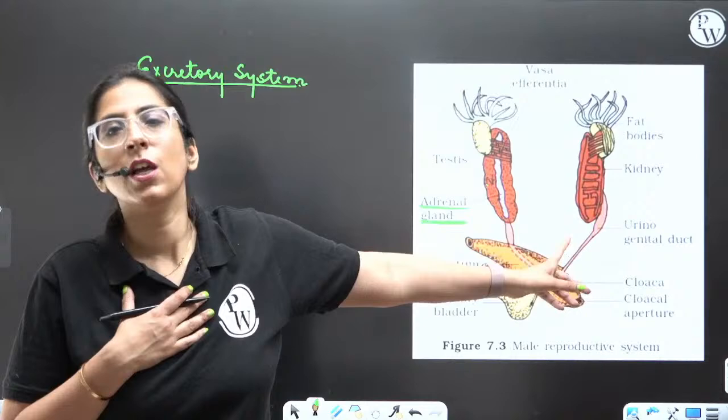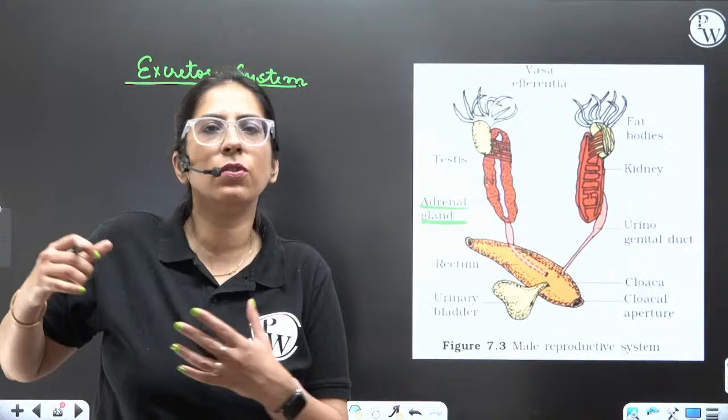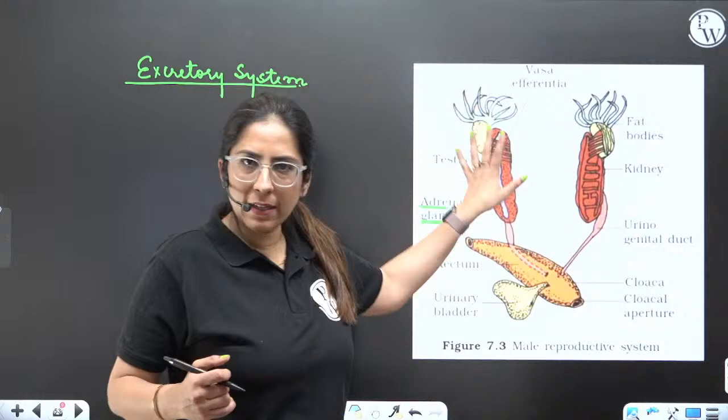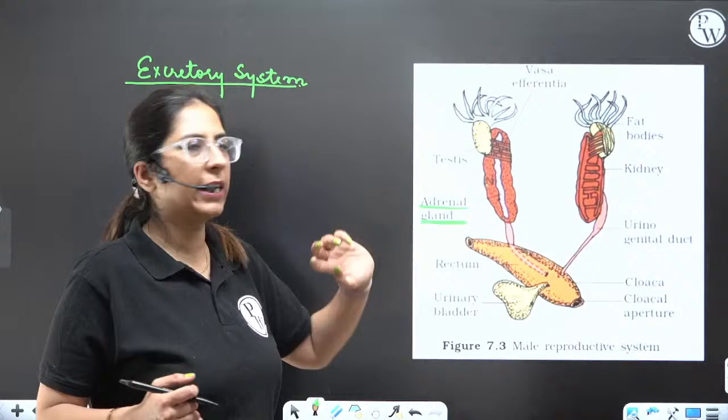Students come to me and ask, ma'am, is the adrenal gland only present on the right kidney? No. The adrenal gland will be present on both the kidneys. For illustration, in one diagram two things are given. That is the reason both kidneys do not look alike. But they are the same.